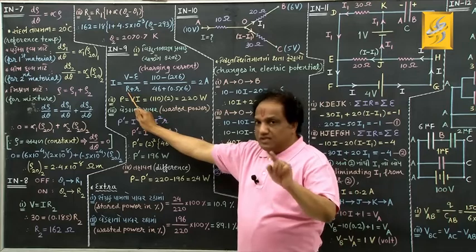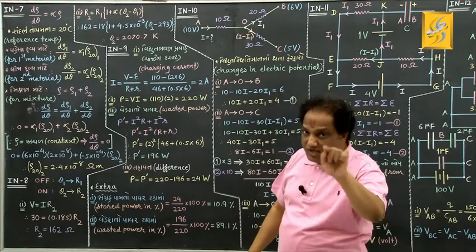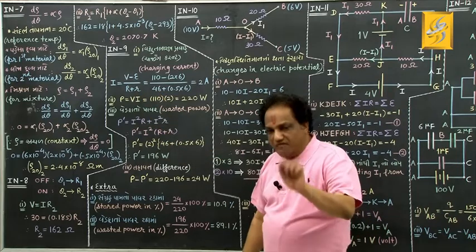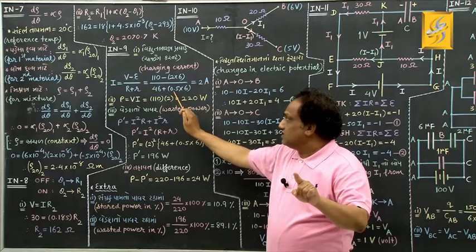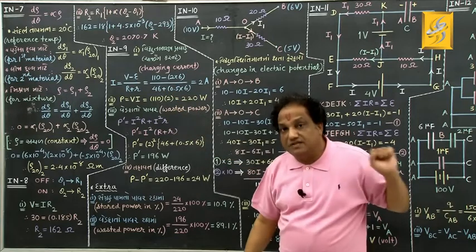Capital R is the resistance to be connected in the outer part of the circuit in series with the lead storage cell, which they have given as 46 ohm. What is small r? Effective internal resistance. For one cell, internal resistance they have given is 0.5 ohm, and six such cells are connected in series.